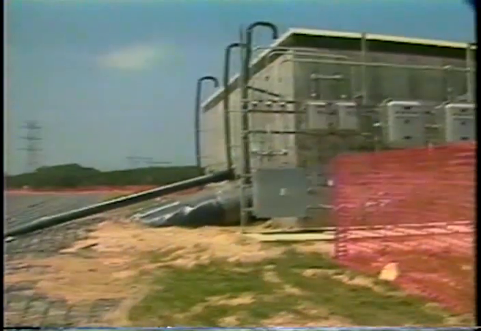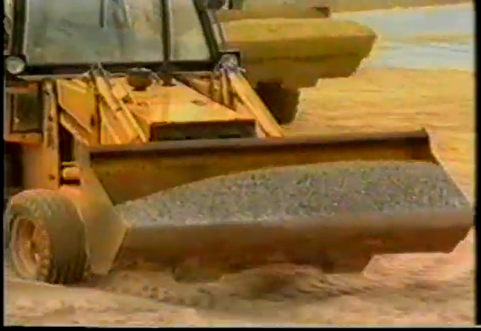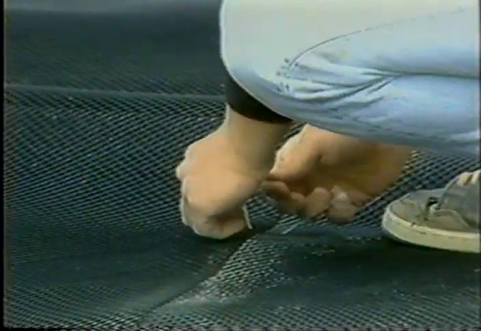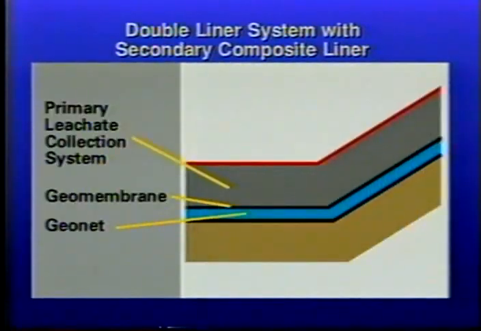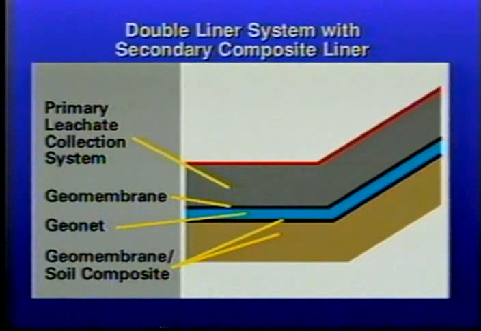to a treatment plant. In other landfills, gravel or a geonet are preferred to sand because they are highly permeable and allow leaks to be detected more rapidly. Even more protective is a geomembrane primary liner and a composite liner of geomembrane and a low permeability soil as the secondary lower liner.